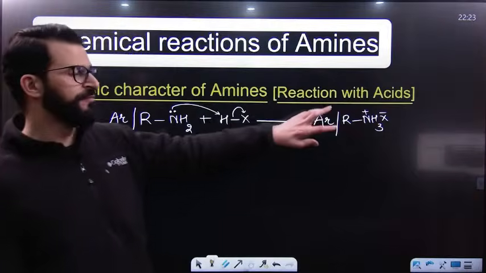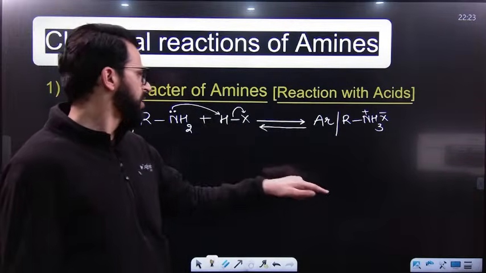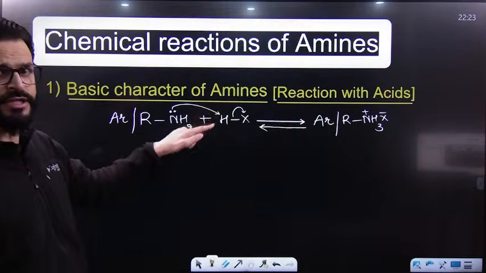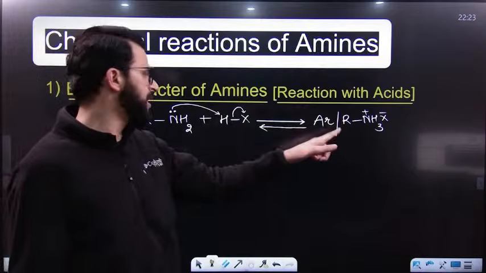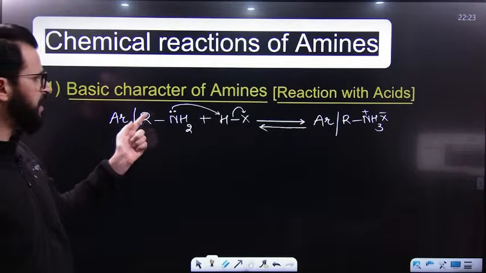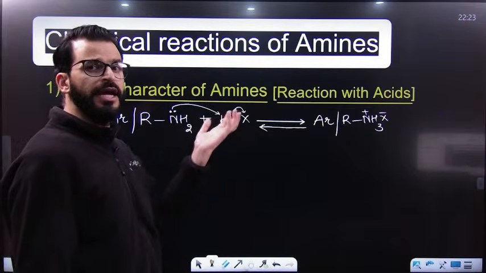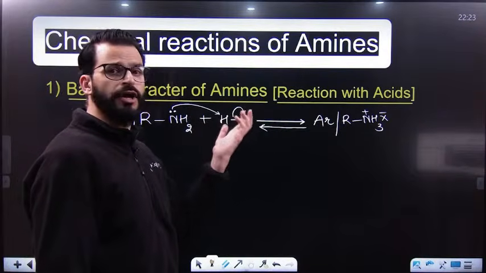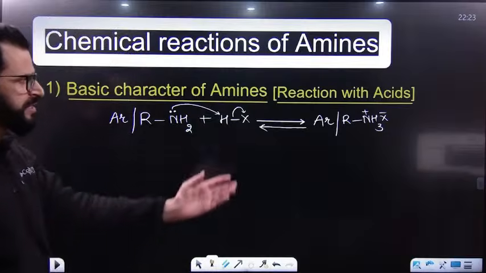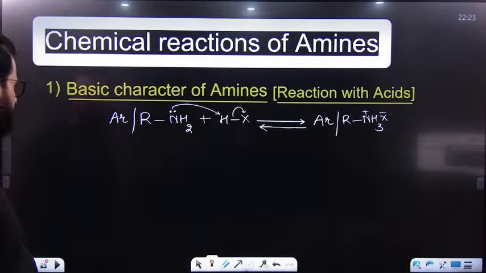So formation of salt indicates that if an acid is treated with an amine, the amine acts as a base. That means it will donate its lone pair or abstract the acidic hydrogen from an acid and result in the formation of this. So this is a very simple reaction.